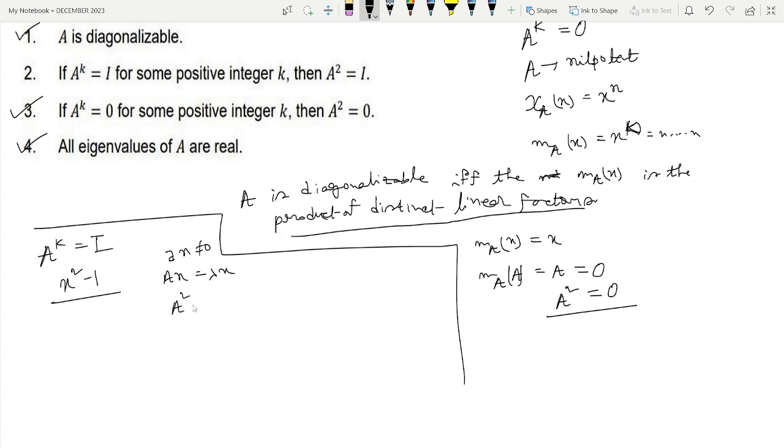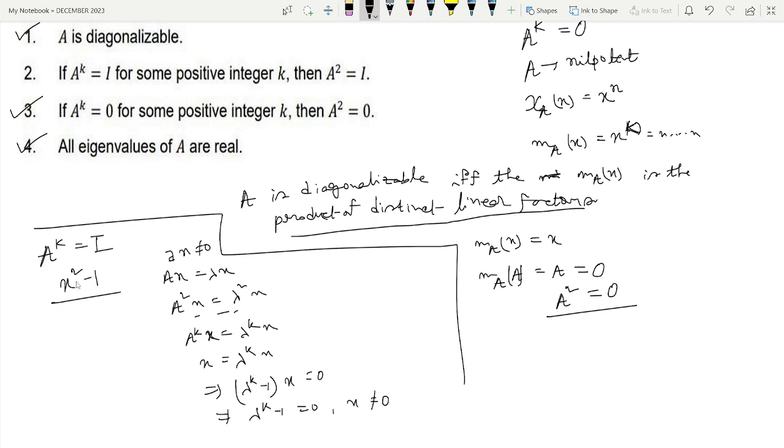Then in this way, A square x equals lambda Ax, that is lambda square x. And this way we have A to the power k x equal to lambda to the power k x. Then putting this A to the power k equal to I, we have x equal to lambda to the power k x. So we have (lambda to the power k minus 1) x equal to 0, that is lambda to the power k minus 1 equal to 0, as x is a non-null vector.